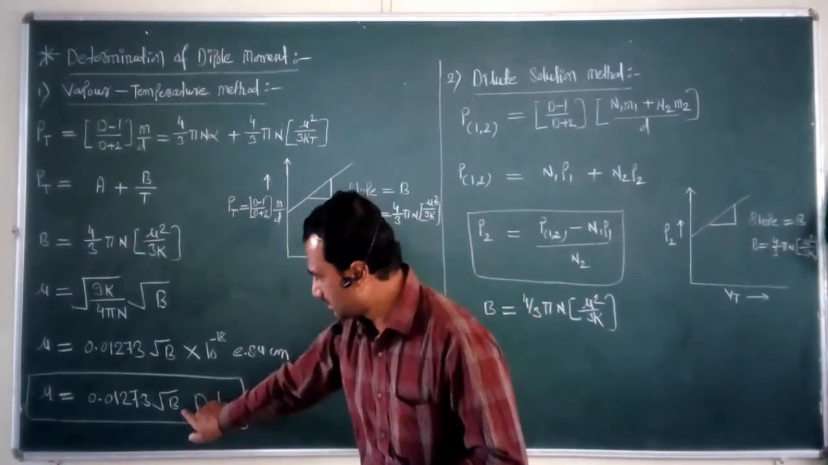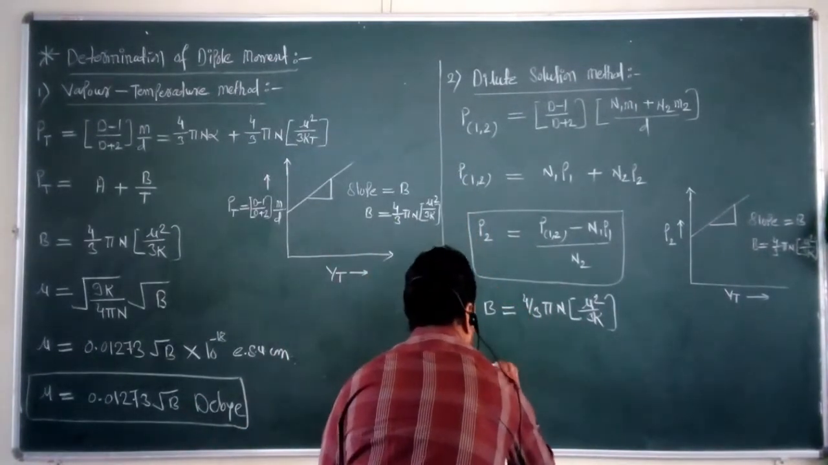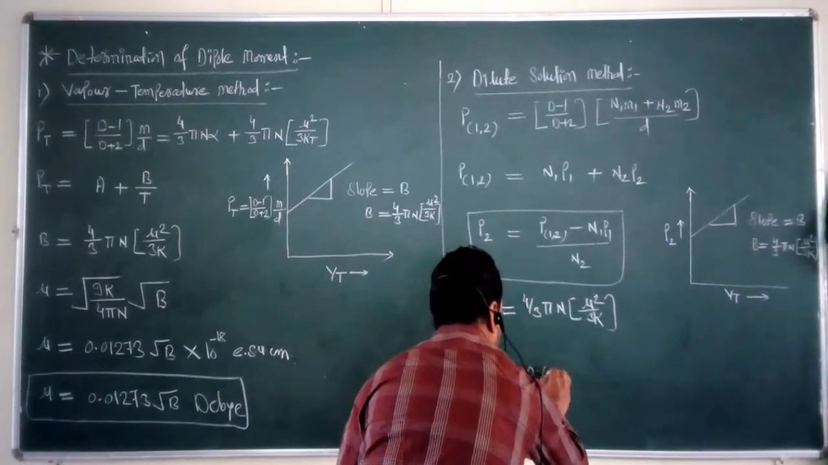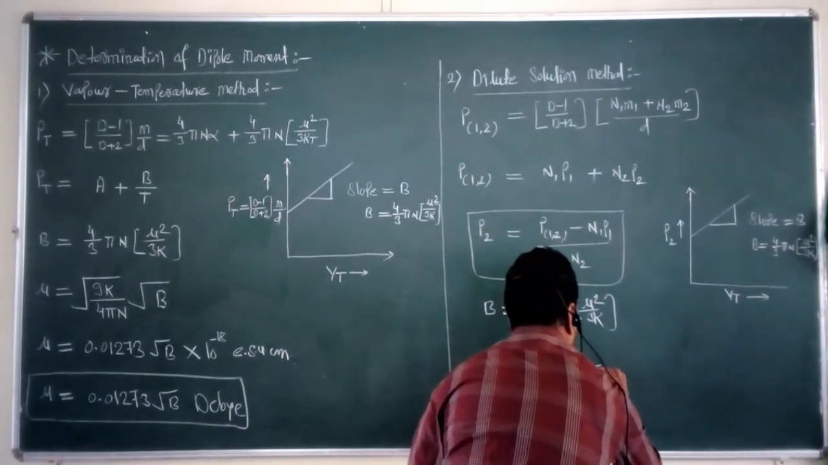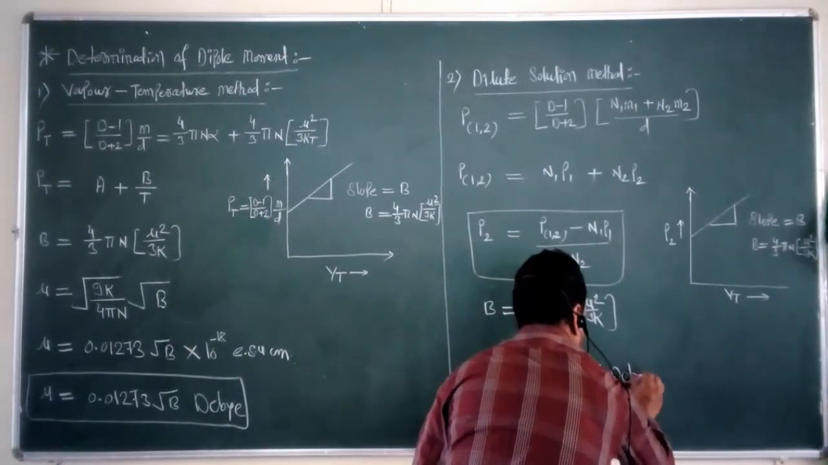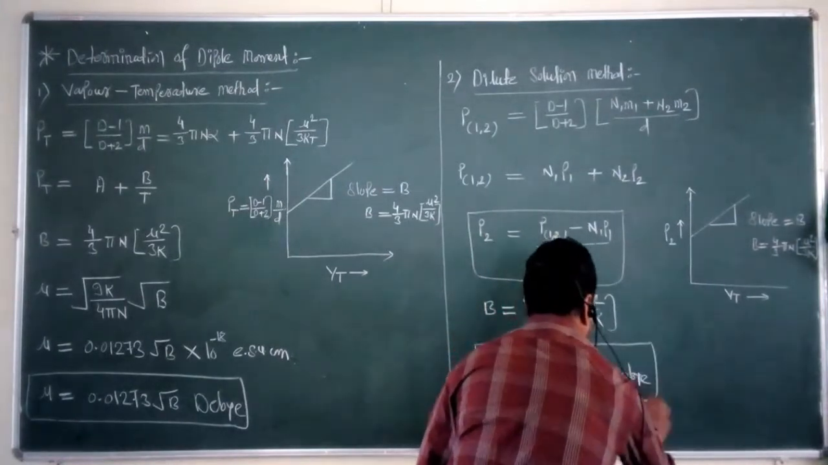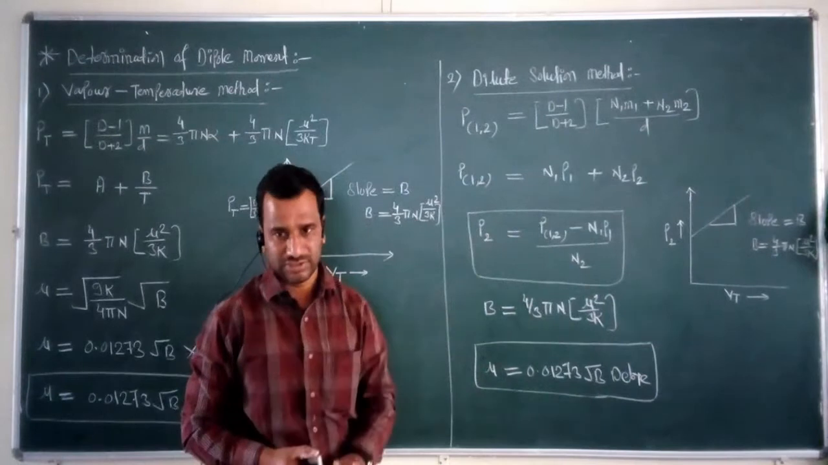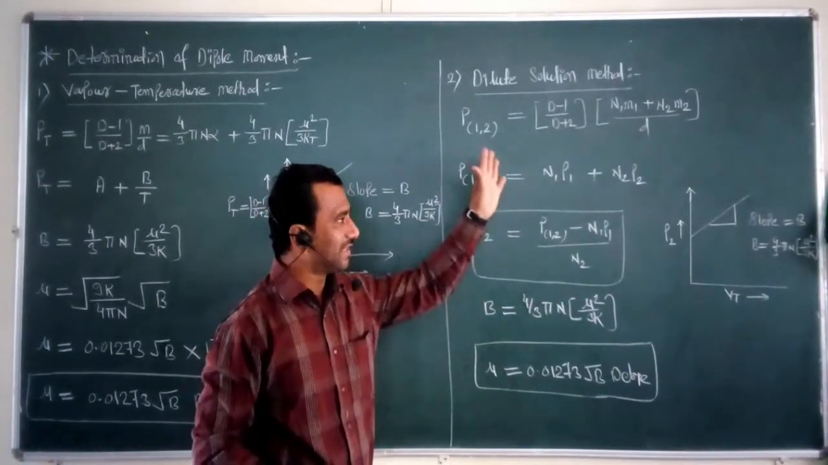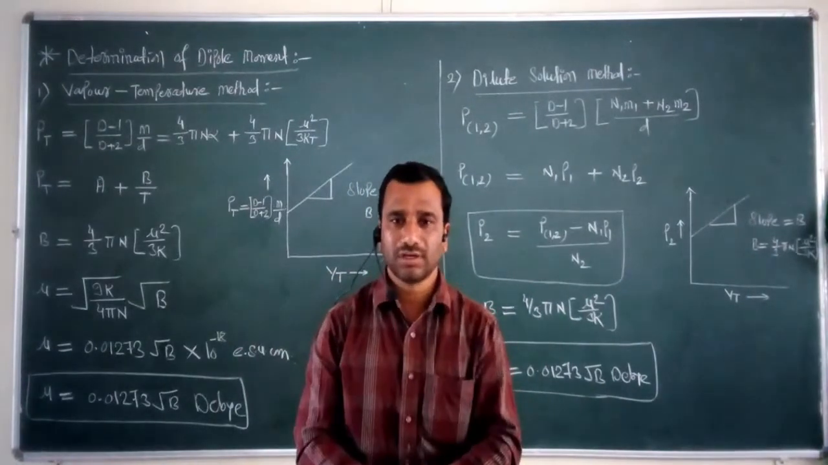After rearranging we get the final equation, that is mu equal to. So in this case also we get the equation, mu is equal to 0.01273 under root B. And with the help of this particular equation of dipole moment, we may calculate the dipole moment of a particular solute in a solution state. So this is again a simple method for calculating the dipole moment for a solute.